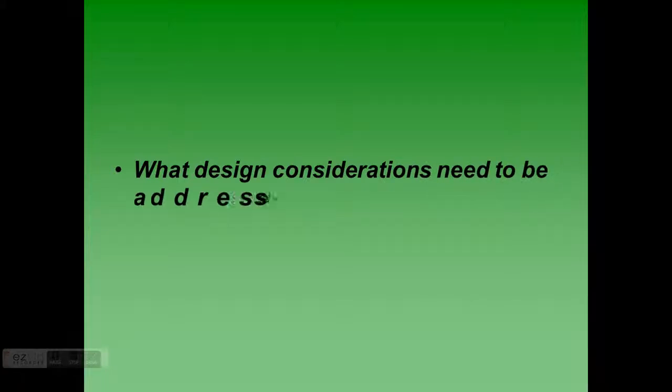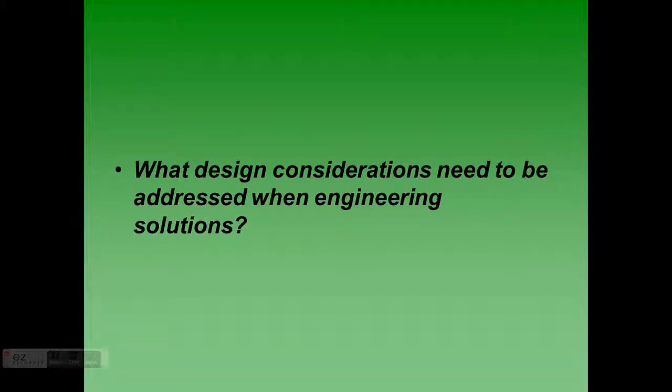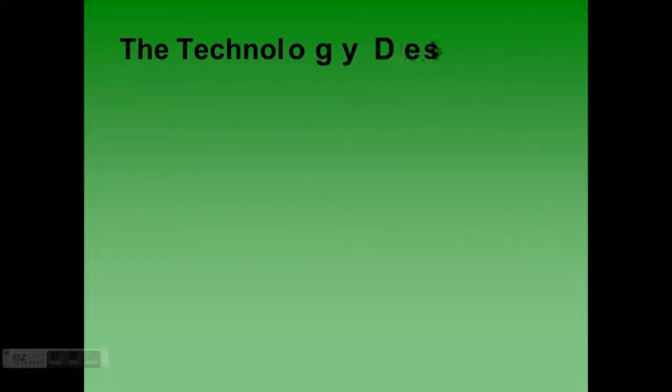The essential question for this unit is basically, what design considerations need to be addressed when engineering solutions? You go through this process all the time, even in science. When you go through the scientific problem-solving process, it's very similar to that. So you think about these processes, but you don't really assign them a name or think of it as a sequence of steps. So let's look at what's going on here.